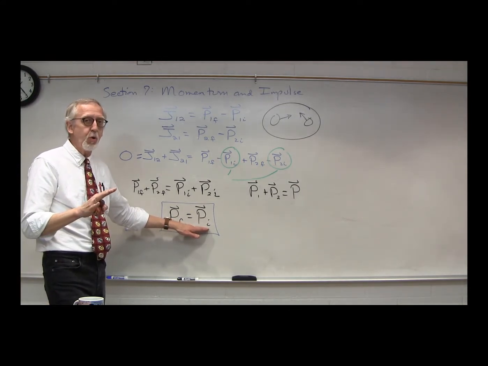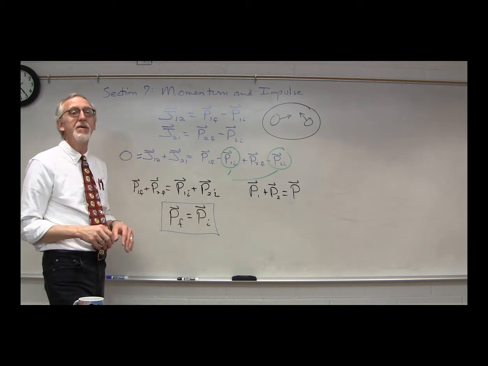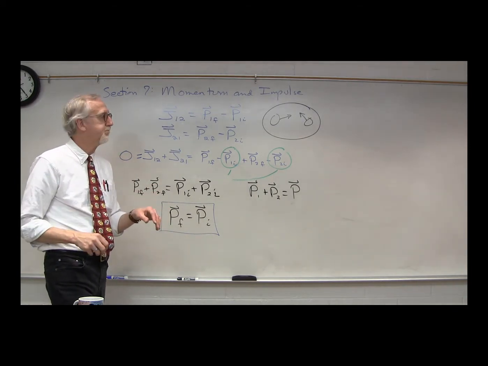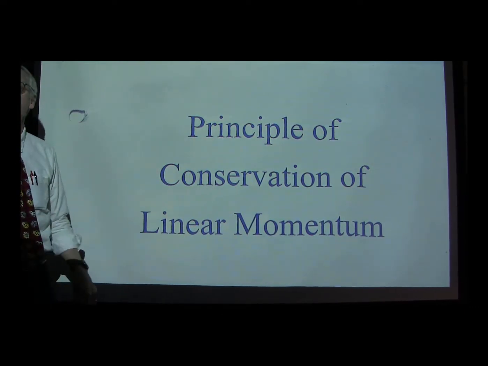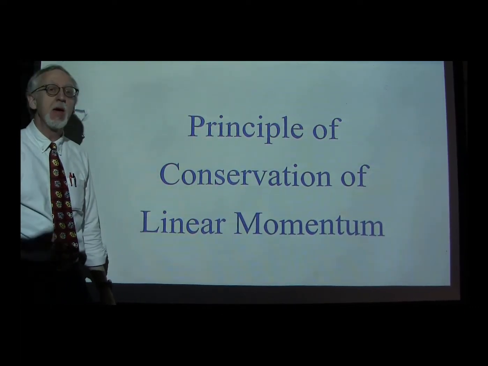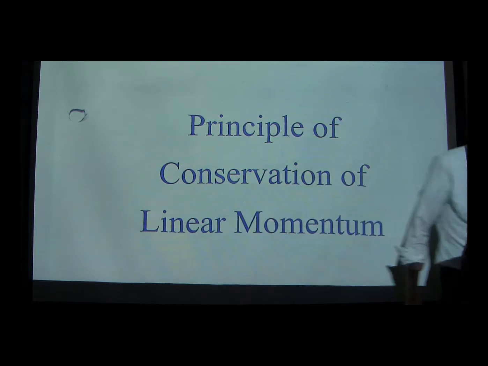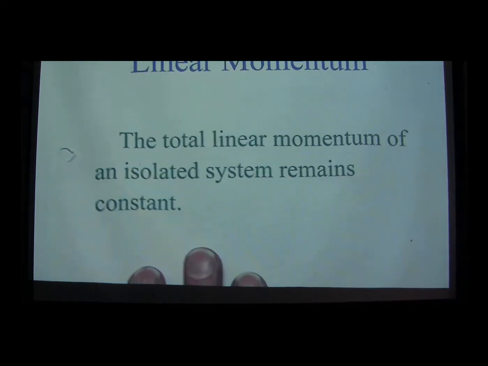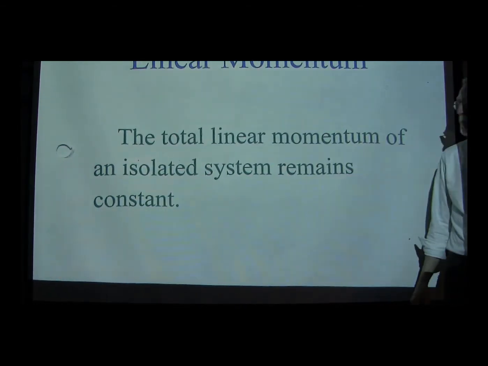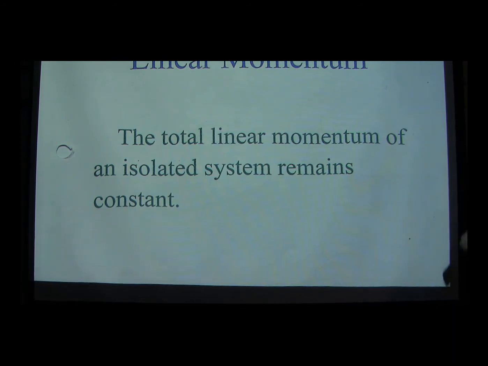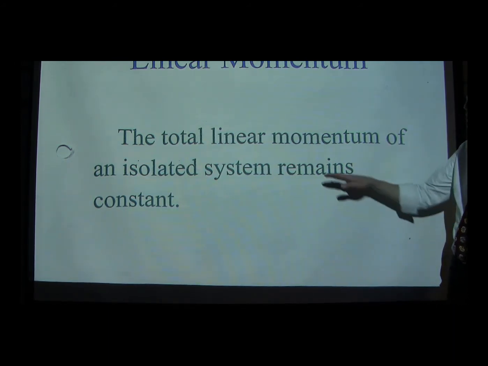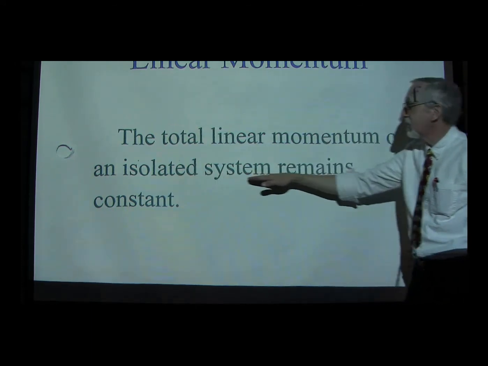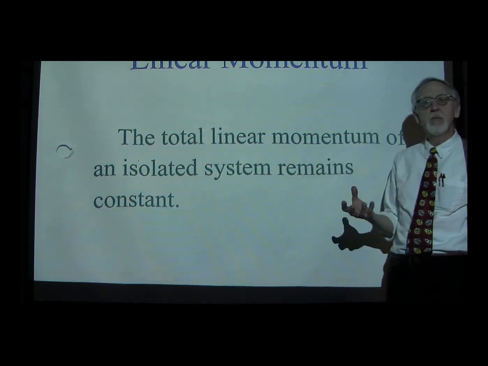is equal to the initial total momentum of both objects added together. This is so important that this result has its own name. This idea is called the Principle of Conservation of Linear Momentum. And what it states is the total linear momentum of an isolated system remains constant. In other words, it does not change. Now let's remember, what do we mean by an isolated system? We mean a system of objects.